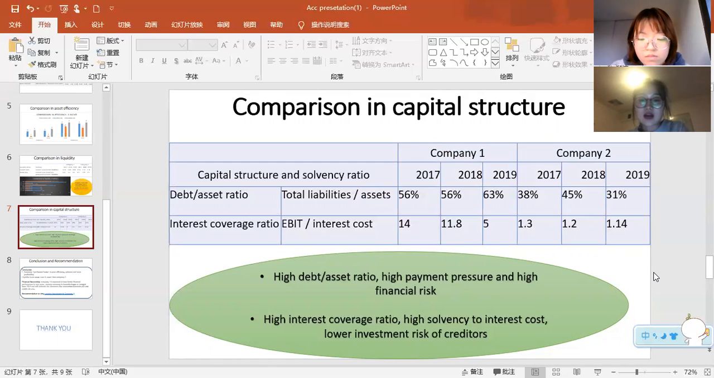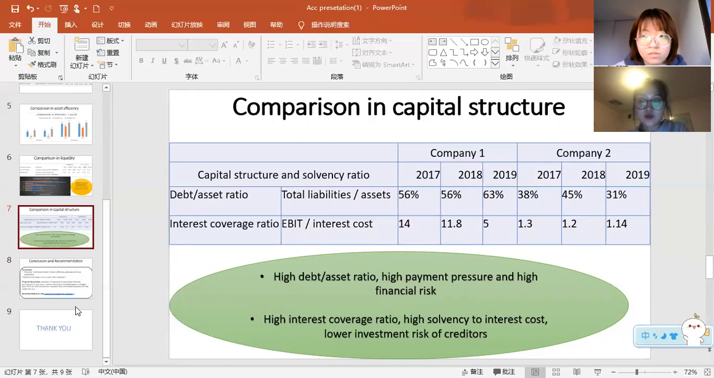Debt to asset ratio of company 1 is much higher than company 2. The proportion of liabilities or debt in the capital structure of company 1 reaches 63 percent, which is high. It indicates company 1 faces repayment pressure and solvency pressure in the long term.